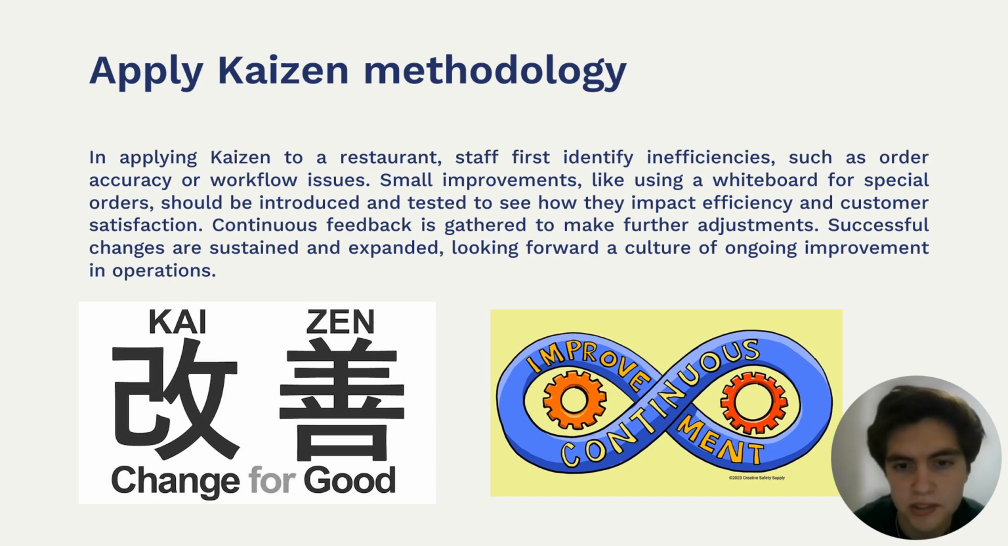Those small changes are the whole philosophy of the Kaizen methodology, because that is called continuous improvement. And as well as continuous improvement, we need continuous feedback. By getting that, we can make further adjustments, and successful changes can be sustained and expanded, looking for a culture of ongoing improvement in operations.